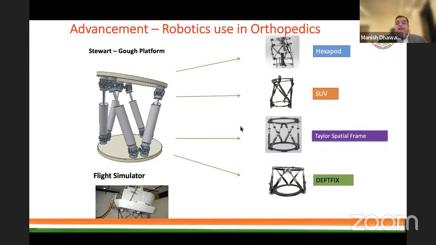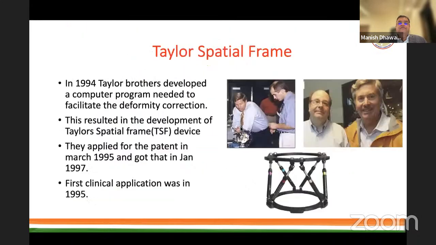Now, in India, we had four of these systems. Two are obsolete now. The hexapod was the first one to be introduced in India many years back. It is a German hexapod. Then SUV came, but both of these have been withdrawn from the market. The most popular in India is the DefFix Fixator, which is developed in India. And the Taylor Spatial Frame is also available, marketed by Smith & Nephew.